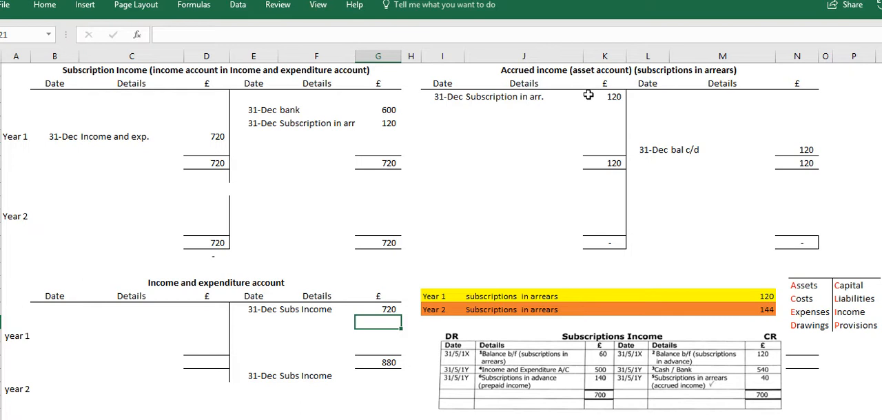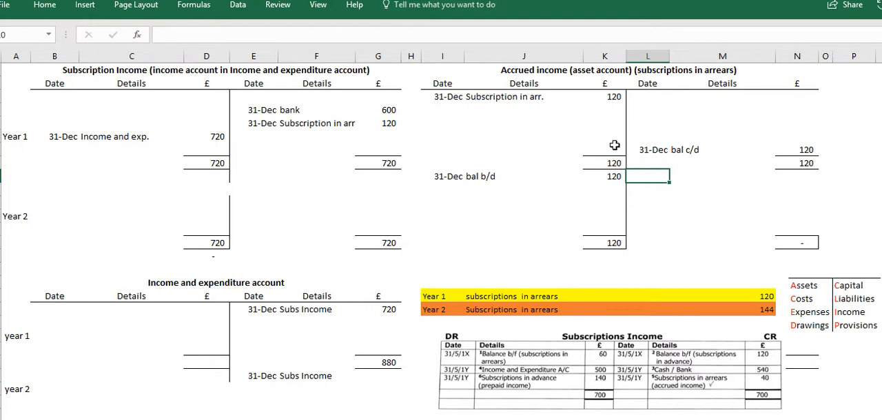We also need to finish off our accrued income account here. So we currently have a balance of 120. So we're going to bring a balance down. We're just going to keep it within the same date. So that's our balance brought down of 120.